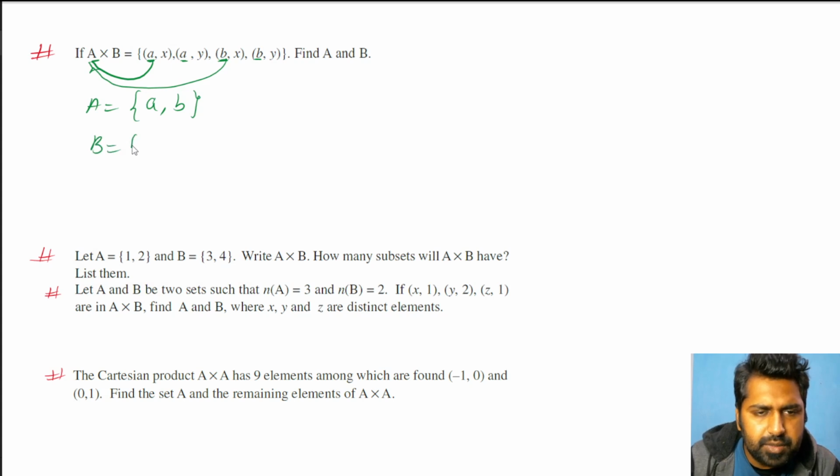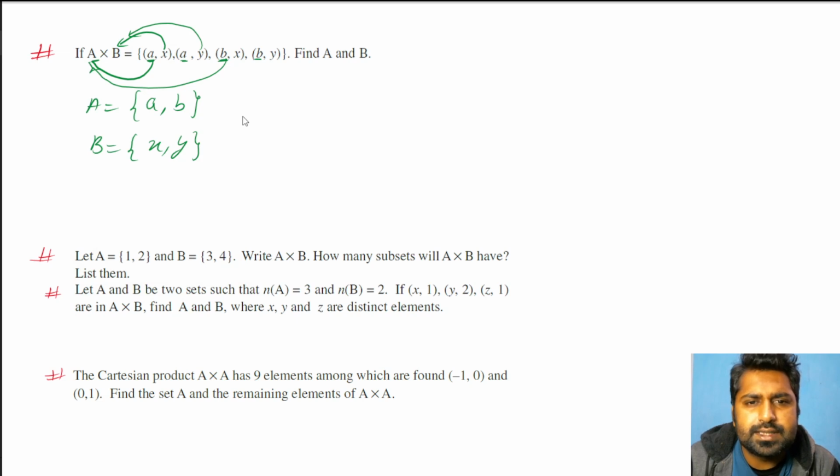Similarly, if we have to find set B, we have to look for the second element. The second element has x and y. Again x, so we don't have to write it again. Again y, we don't have to write y. So it's that simple. You can easily find set A and set B directly from this ordered pair. Just remember, the first element comes from set A, the second one comes from set B.